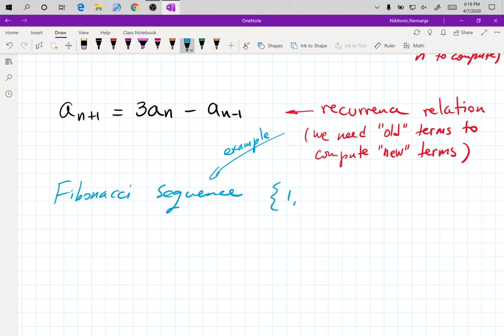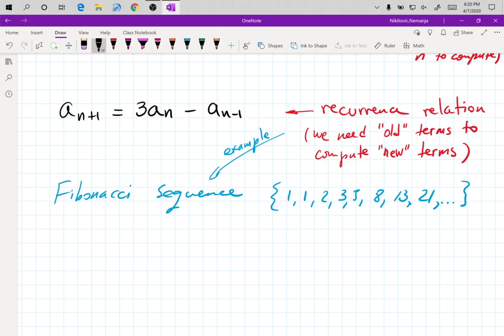Fibonacci sequence is 1, 1, 2, 3, 5, 8, 13, 21, and then I got bored. So how does this work? Well, 1 plus 1 gives you 2, and then 1 plus 2 gives you 3, and then 2 plus 3 gives you 5, and then 3 plus 5 gives you 8. So as you can see, you always add two consecutive members, and that will create the next member.